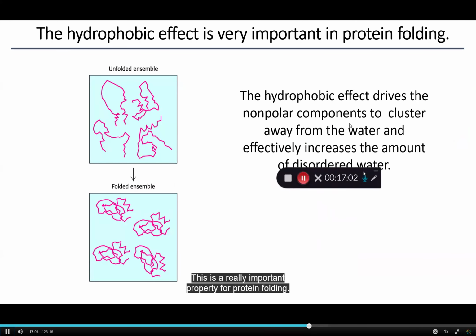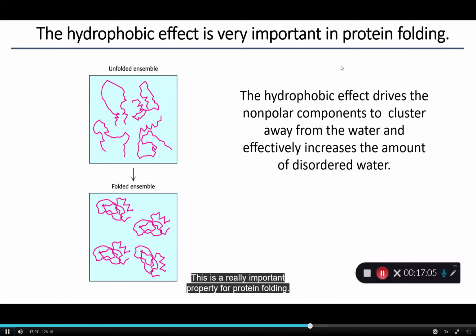This is a really important property for protein folding. The hydrophobic effect drives the nonpolar components of a protein to cluster away from water and bury themselves in the center of the protein. And it also encourages any polar amino acids to interact favorably with water. And so if the nonpolar components cluster away from the water, this increases the amount of disordered water. That amount of disorder experienced by the water offsets the order that's being experienced by the folded protein. Let me try and say that one more time.